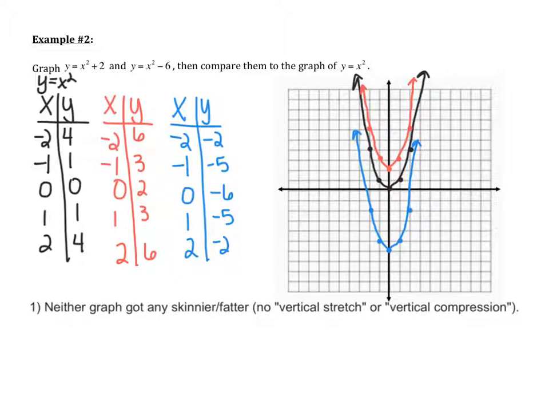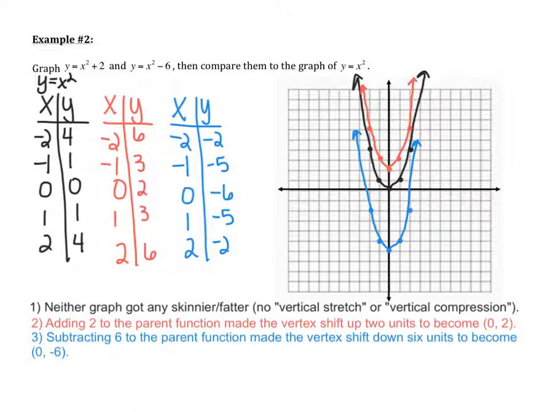The only thing that changed was adding 2 shifted it up 2 units, and subtracting 6 shifted it down 6 units. So let's write that out. So once again, adding 2 to the parent function made the vertex shift up 2 units to become 0, 2, as we saw in the red graph. Subtracting 6 to the parent function made the vertex shift down 6 units to become 0, negative 6, like we saw with the blue function. This is called a vertical shift.